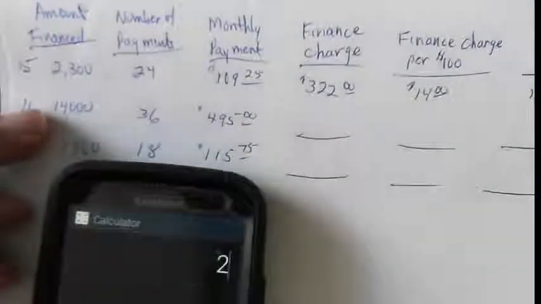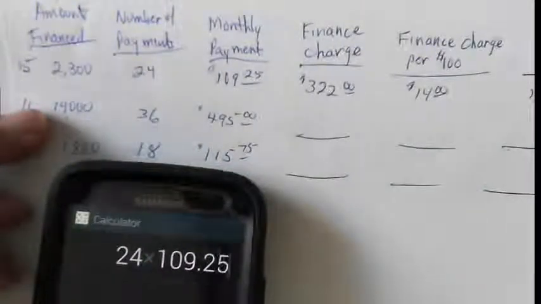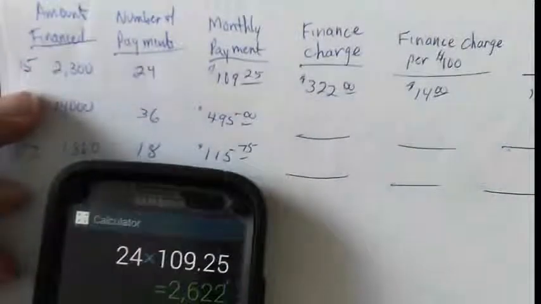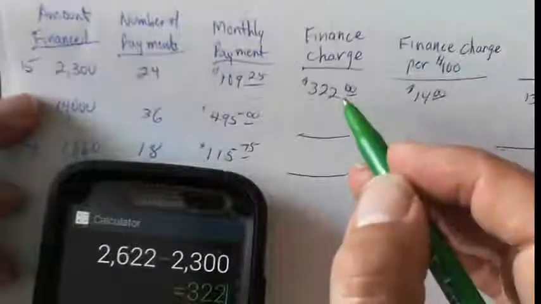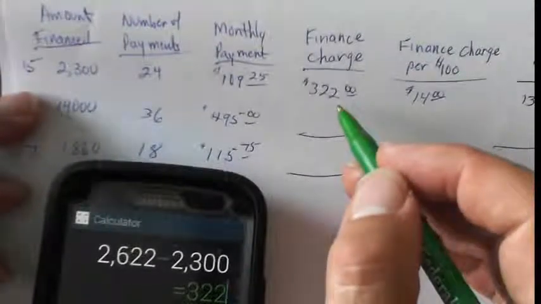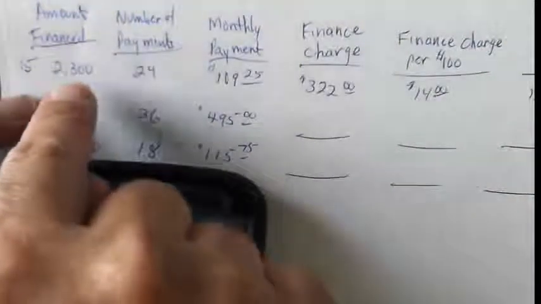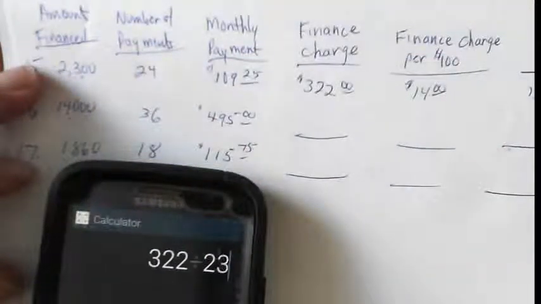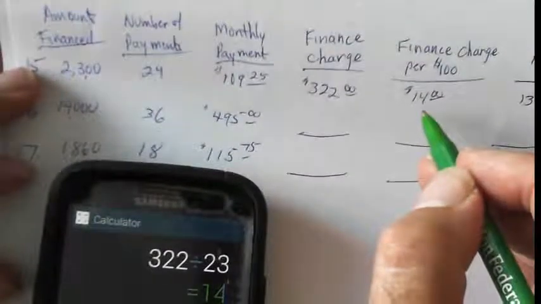Add the number of payments times the monthly payment. Okay. Subtract the amount financed, and I got the finance charge. Okay. So then you take the finance charge and you divide it by the number of hundreds. So we just simply move this over by hundreds, so we notice we have 23 hundreds. And that's how they got the 14.